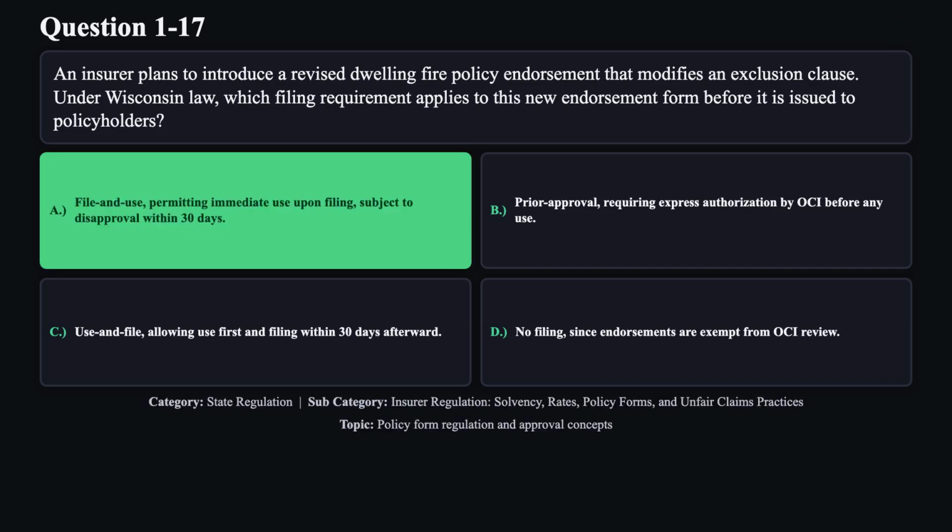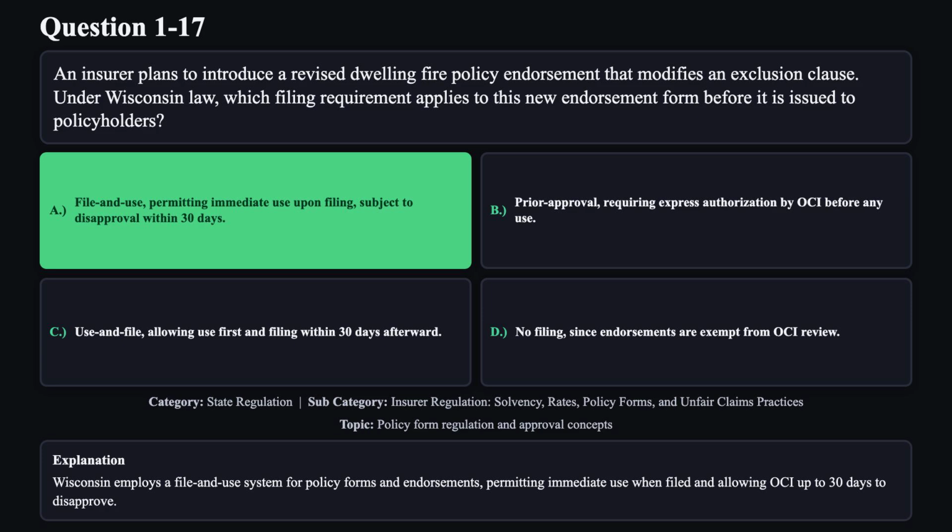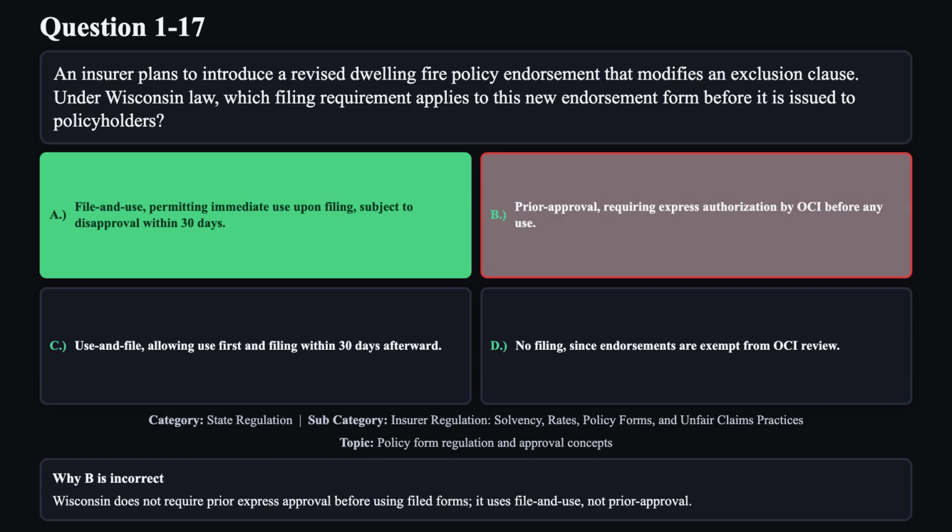The correct answer is A. Wisconsin employs a file and use system for policy forms and endorsements, permitting immediate use when filed and allowing OCI up to 30 days to disapprove. Reason B is not correct. Wisconsin does not require prior express approval before using filed forms. It uses file and use, not prior approval.